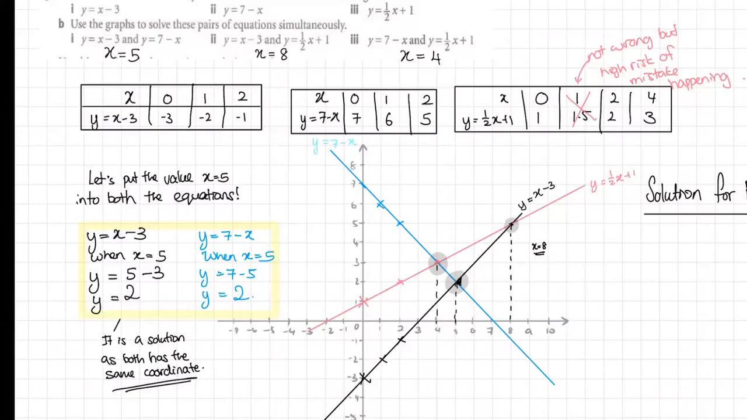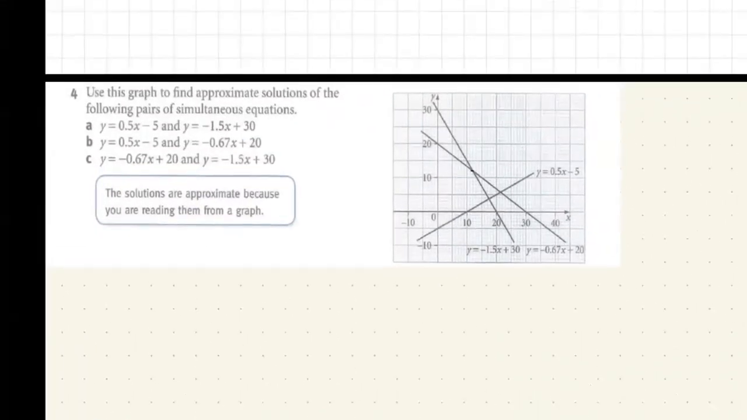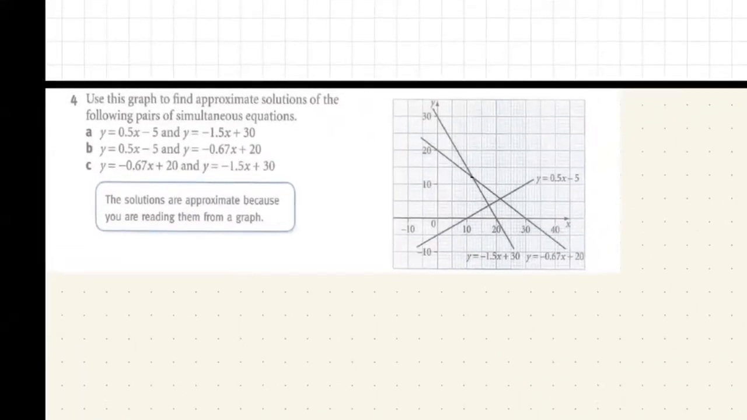And that's it. Now let's go on to question number 4. Use the graph to find approximate solutions of the following pair of simultaneous equations. So they just want an approximate, means that you can round it off. Because you're reading from the graph, you cannot really see it, but you need to find the solution for each and every one of them.